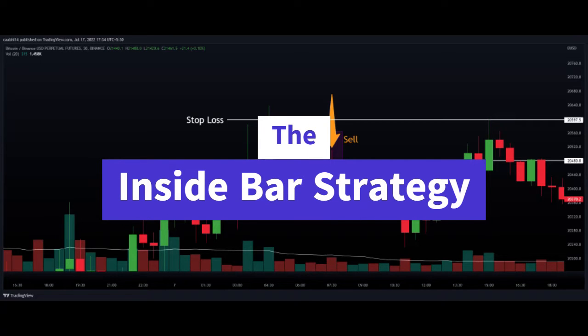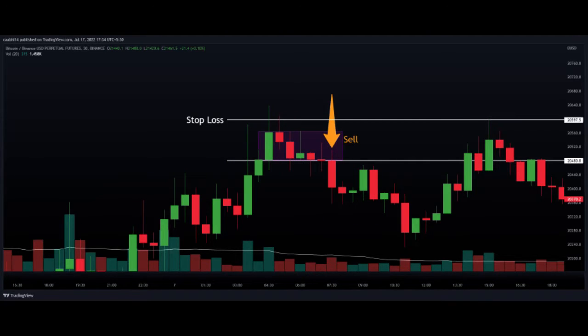In this formation, we look for a candle body which totally fits inside the previous candle body. These candles have to be of different colors, say previous candle is green and current candle is red, or vice versa. We will create a box for the range of previous candle's body.